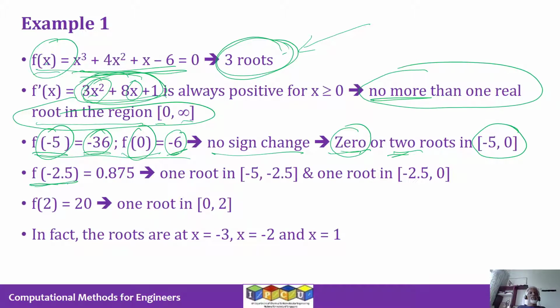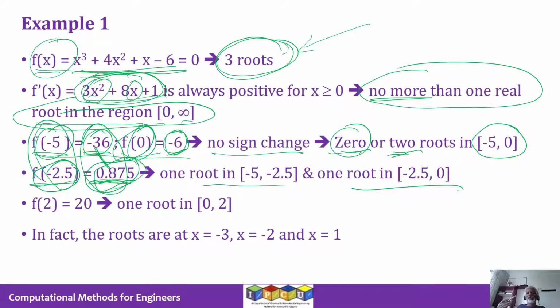f(-2.5) is 0.875. So we know there is a sign change between x equal to -5 and x equal to -2.5. You can see for -5, the function is -36, and for x equal to -2.5, the function's value is 0.875. So there is a sign change. Therefore, there is going to be one root between -5 and -2.5. And if you look at -2.5 to 0, again, the sign of the function changes, because at -2.5 it is 0.875, and at 0 the function's value is -6. So between -2.5 and 0, there is going to be one root.